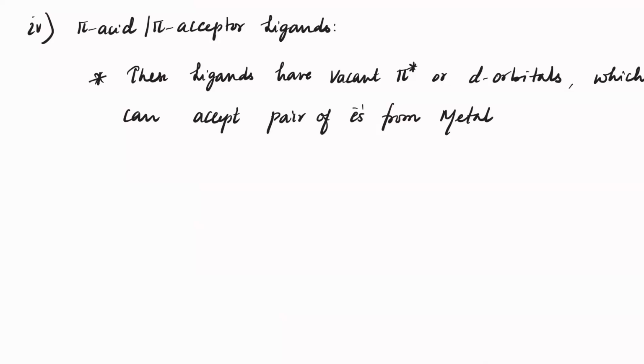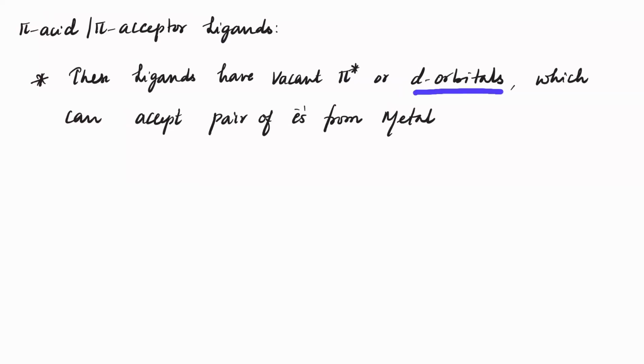You see, these ligands have vacant pi star orbitals or d orbitals, which can accept a pair of electrons from the metal. Awesome. Great job.